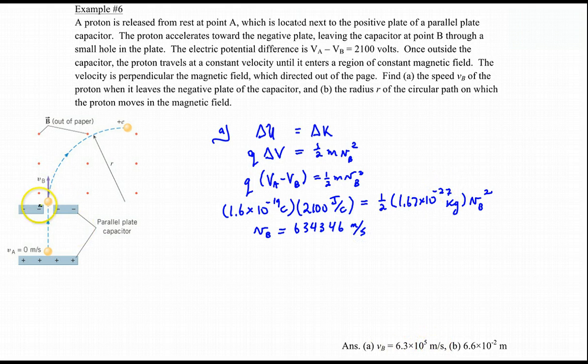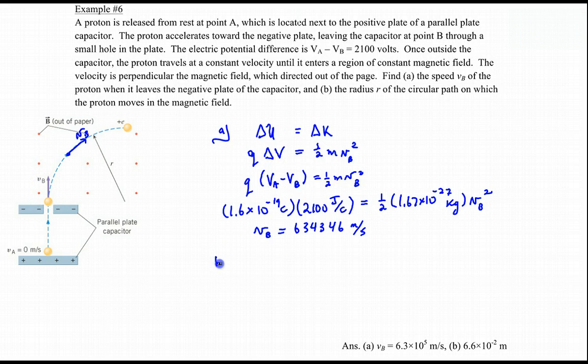Okay, so now we know how fast this beam is coming in here. Remember, as it's traveling here, it's going to continue with the same velocity. Why? Because the force is acting perpendicular to this, and that's not going to cause it to change its speed. It's going to change its direction only.